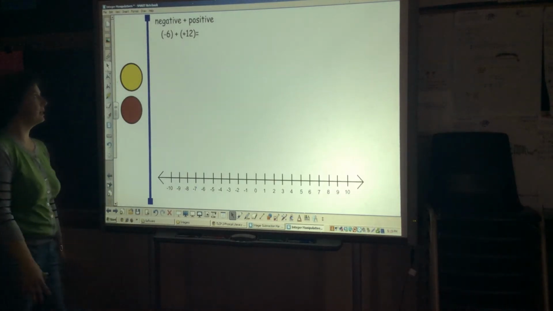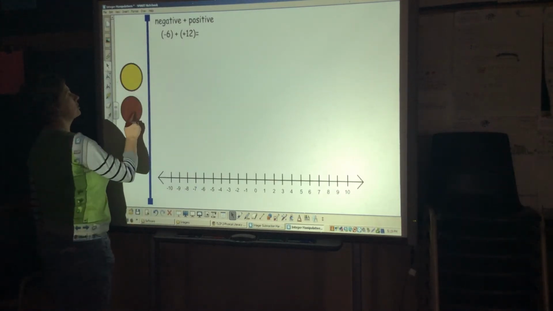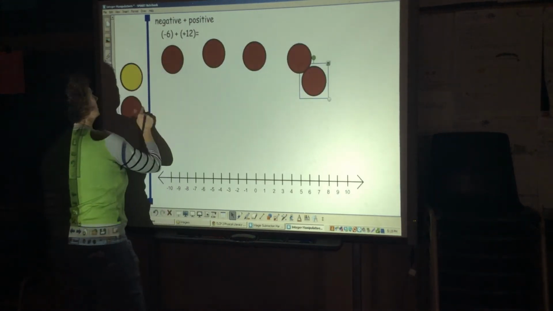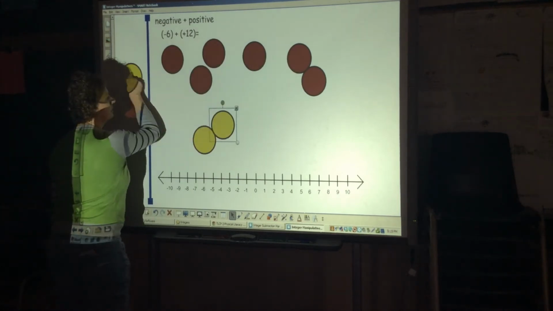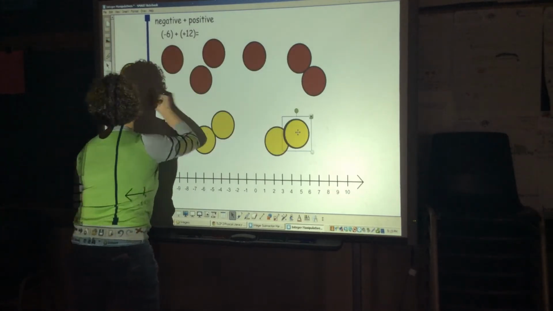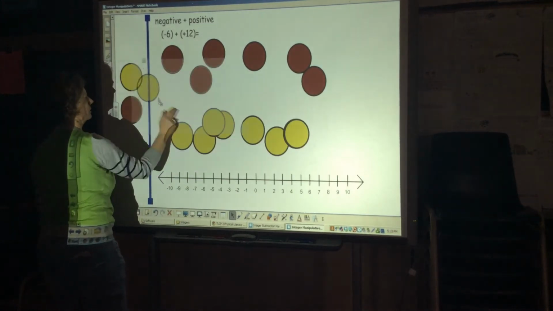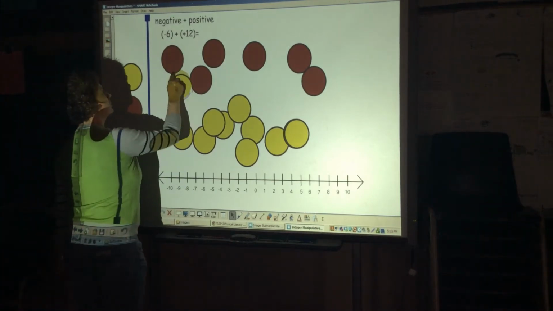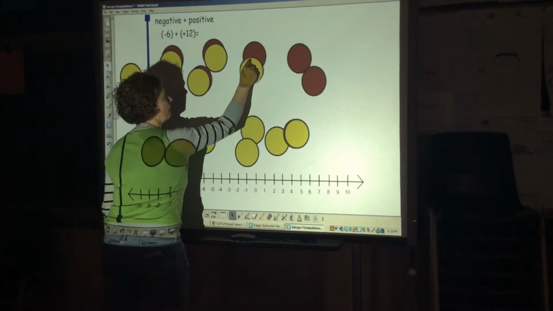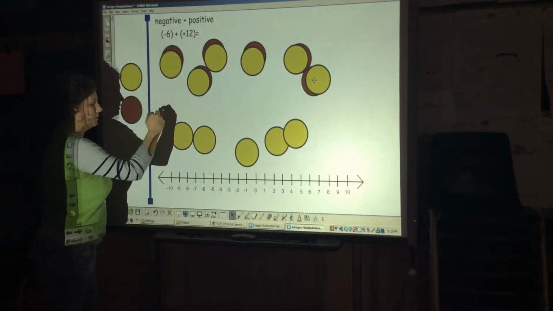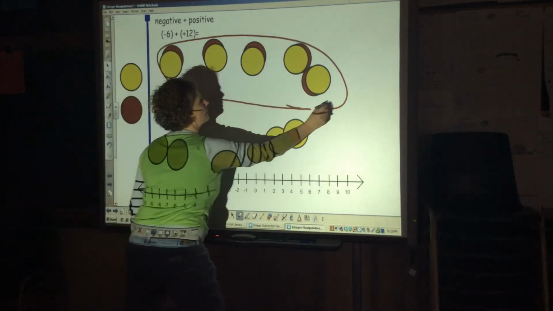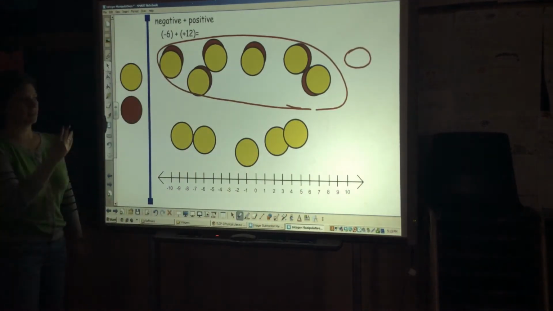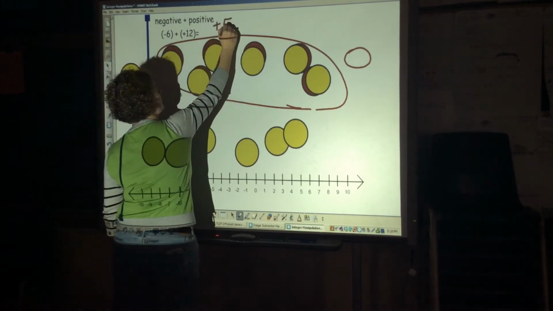Okay, and negative plus a positive, so I switched the signs around. So now I'm starting off with negative 6. And I have positive 12. To make 0 pairs, a negative and a positive makes a 0 pair. So remember, all of these, again, make 0. And what do I have left? I have 1, 2, 3, 4, 5 left. They are yellow, so I know that it is positive 5.